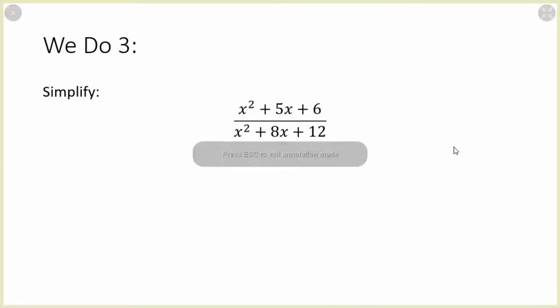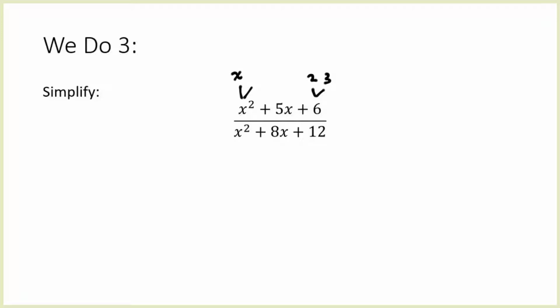Now we have to do a little bit more factoring. First thing I want to do is factor the top. And when I factor the top, let's see, I think this is going to be 2 and 3. This will be x and x. I'm going to be factoring this into x plus 2 times x plus 3.